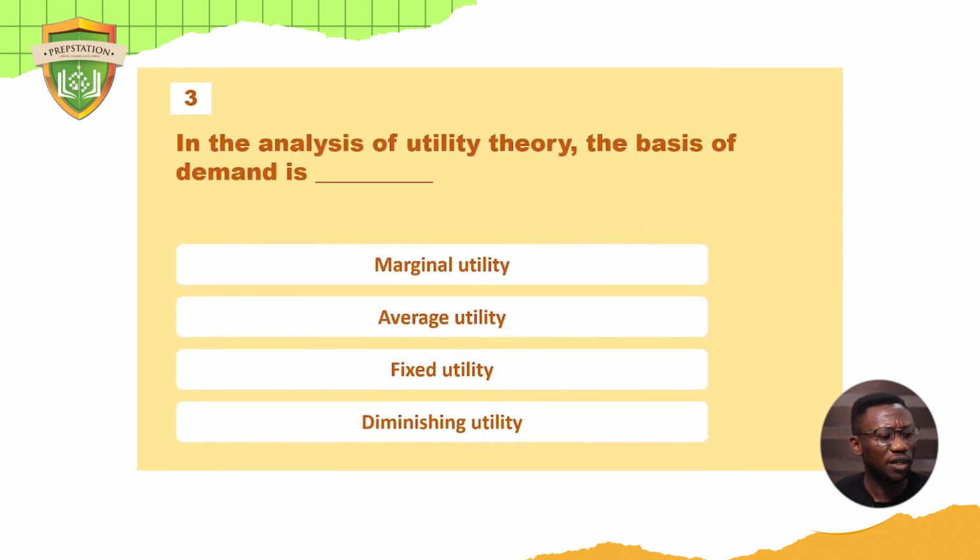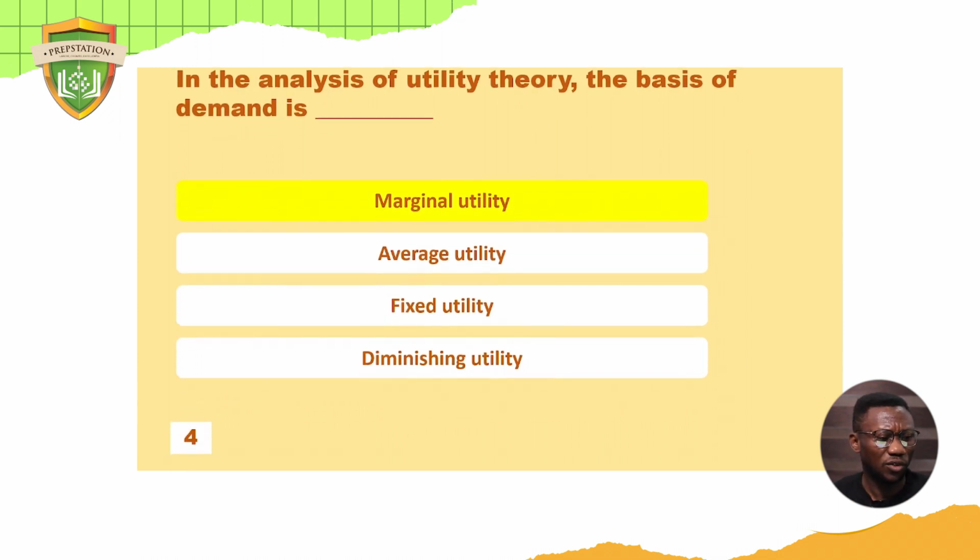It talks about utility theory, talking about satisfaction. In the analysis of utility theory, the basis of demand is, what's the basis of demand? That's marginal utility, because the more satisfaction you derive from something, that determines the price you want to pay for it. If you're going to get little satisfaction from something, you want to pay the exact price that is valued at that satisfaction. So the answer is marginal utility. So let's move on quickly.